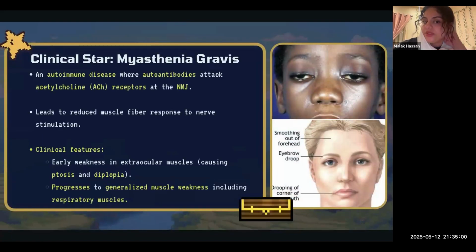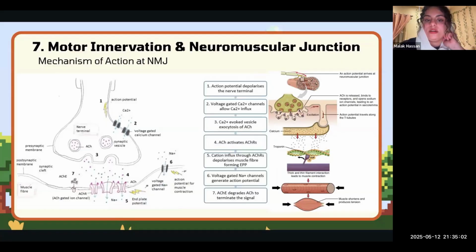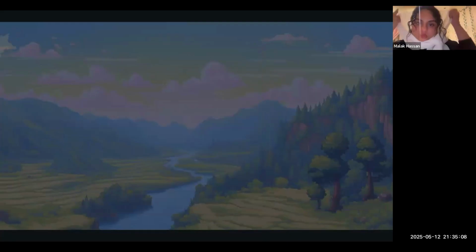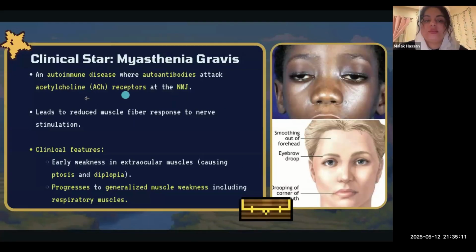Now, what happens when you have autoantibodies against acetylcholine receptors at the neuromuscular junction? It's a disease called myasthenia gravis. It happens when you have autoantibodies against the body's own tissues, and they attack acetylcholine receptors at the neuromuscular junction. And this will lead to reduced muscle fiber response to nerve stimulation.